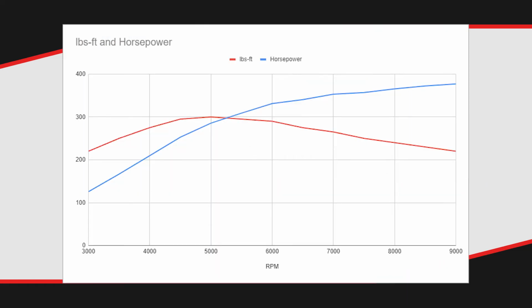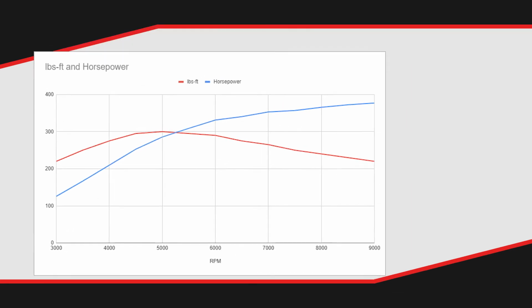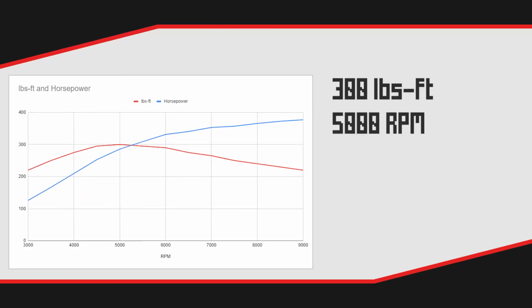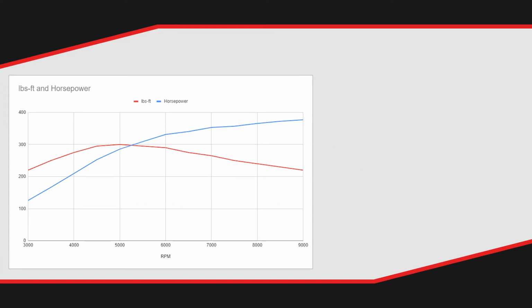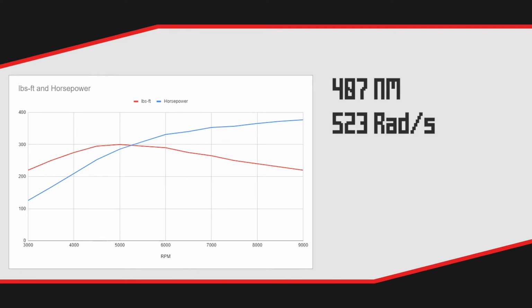Here's a power curve I made for demonstration. This engine makes 300 pounds-feet of torque at 5,000 RPM, producing 285 horsepower. Or in our freaky SI way, that car has 407 newton meters of torque at 523 radians per second, producing about 213,000 watts.